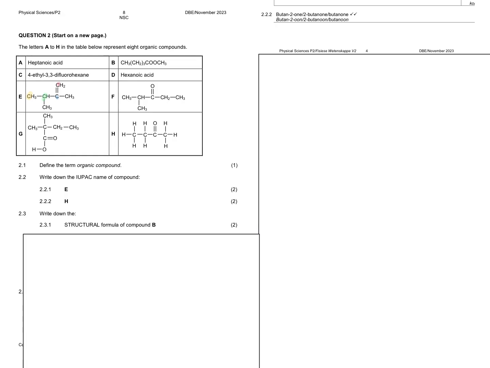Okay, so if we carry on here now, we get to 2.3. What is the structural formula of compound B? So I prefer actually doing it this way. Compound B, you need to draw it out. Again, we spoke about it earlier during the multiple choice, but this is 3 CH2s. So that is in the chain. 1, 2, 3.